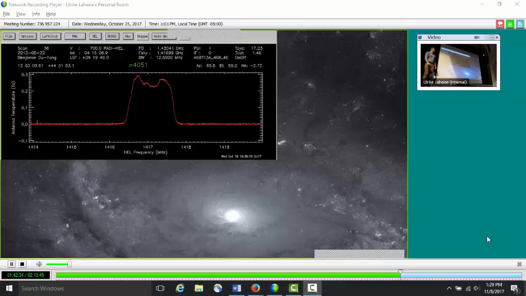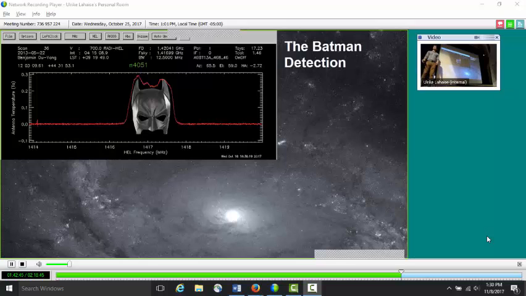This is what a hydrogen detection, cold hydrogen detection, looks like. Now, these are what I've lovingly referred to as Batman detections. I have tried for years to get them to have that be the official term. I have not heard back from them.